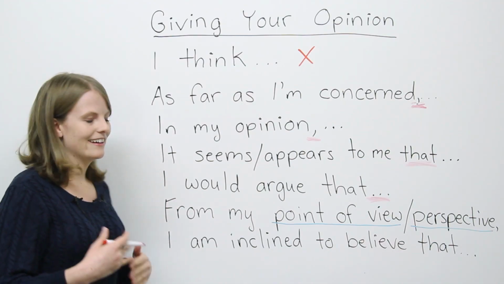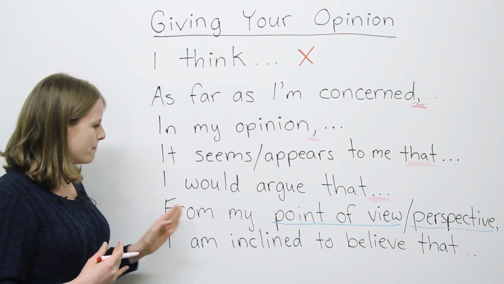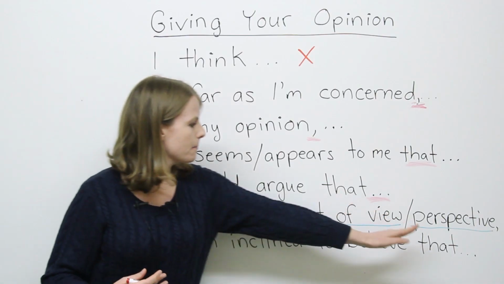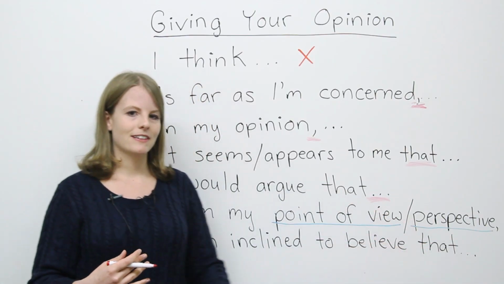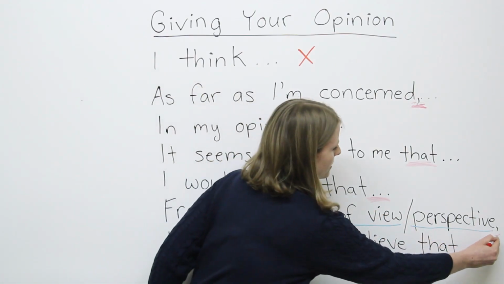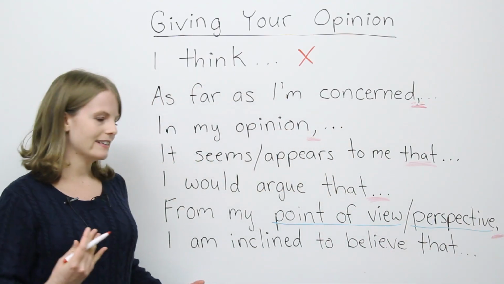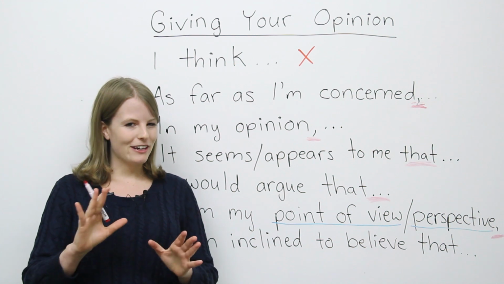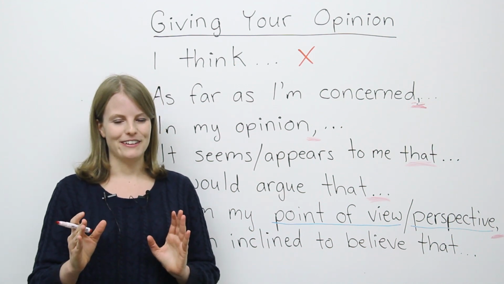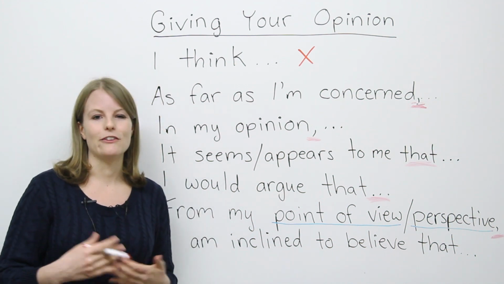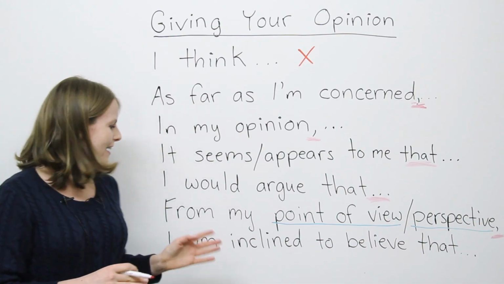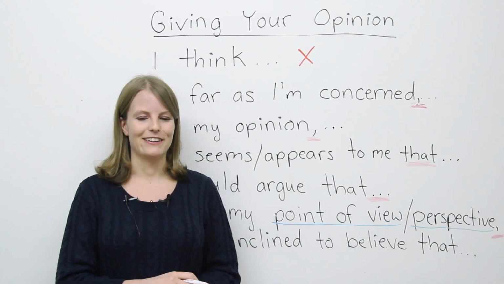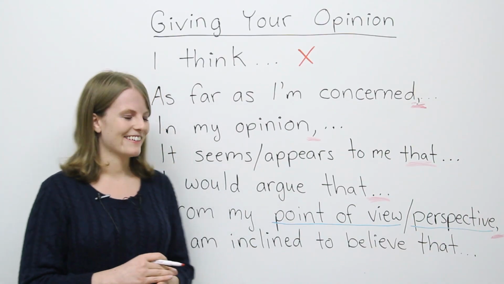Another way to say, I think, from my point of view, or from my perspective. Okay? Notice we have a comma for both of these. From my point of view, okay, so now I'm not going to use an IELTS or TOEFL example. I'm going to use a superhero example. From my point of view, Cyclops is a horrible superhero.